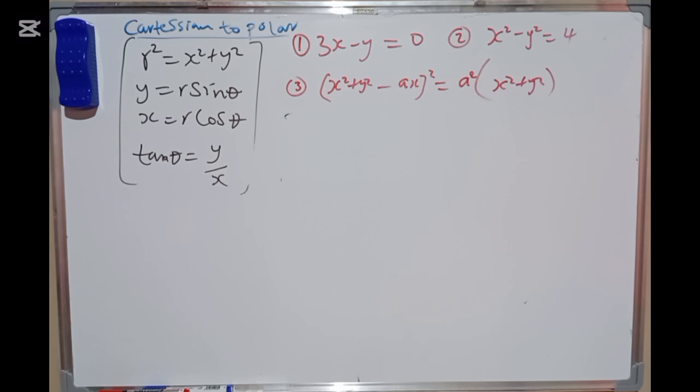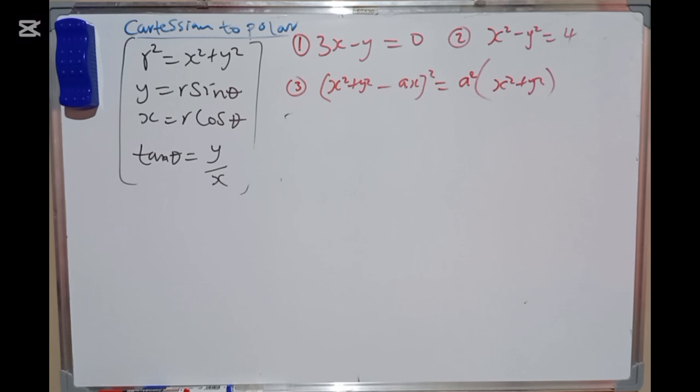Question number 1 is 3x minus y equals 0. Number 2 is x squared minus y squared equals 4. And 3 is x squared plus y squared minus ax, everything there squared, is equivalent to a squared times x squared plus y squared.